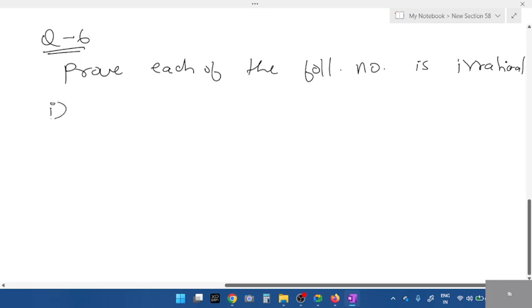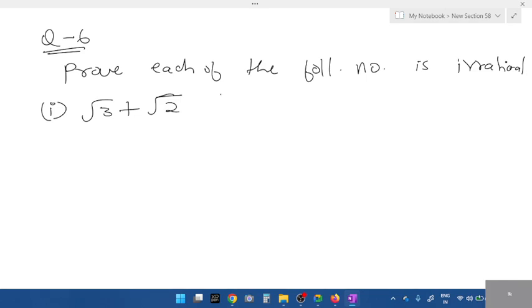So the first question is root 3 plus root 2. You have to prove that is irrational. Do you think this is rational or irrational? Root 3 and root 2. Irrational. Why irrational? Very good. Correct. It's not a perfect square. It's irrational. But we need to prove, students.